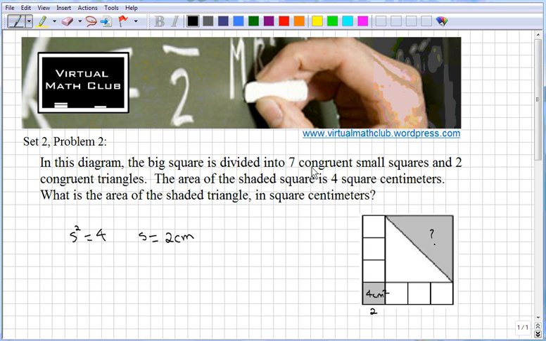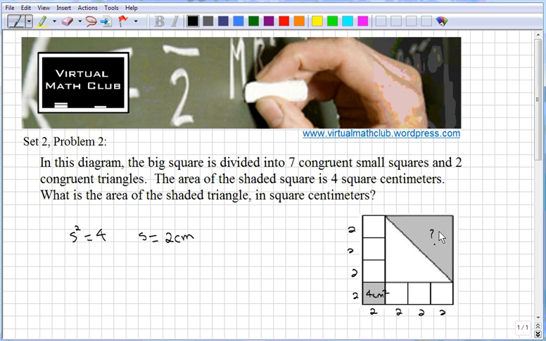And since they tell you that all the squares are congruent, congruent just means they're the same size and shape, that means this is 2, this is 2, this is 2, this side is 2, this is 2, this is 2, and this is 2 centimeters. Okay? So that gives you the dimensions also of the big square. If you add that up, you get an 8 by 8 square. But we're not looking for the area of the big square.